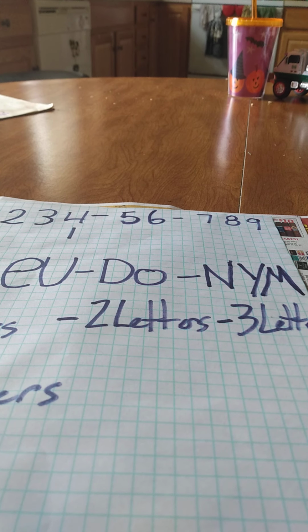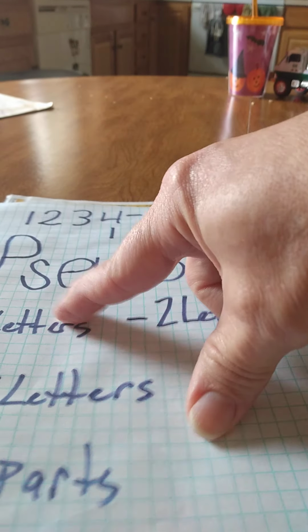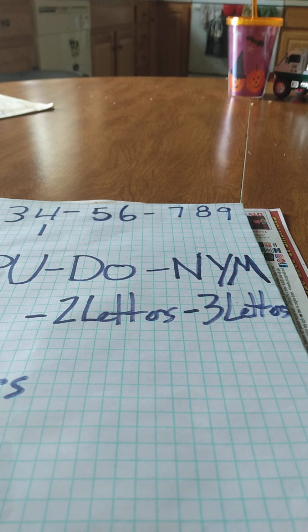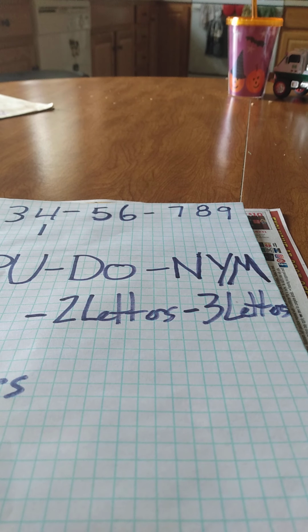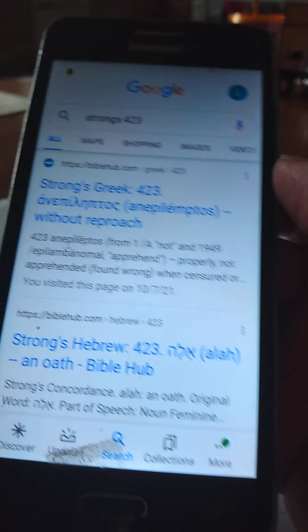because we're going to show you something here that I've been showed. All right, 4, 2, 3, right? 4 letters, 2 letters, 3 letters. So we're going to look at that in the Bible. We'll look at Strong's 423 because this is pretty interesting.